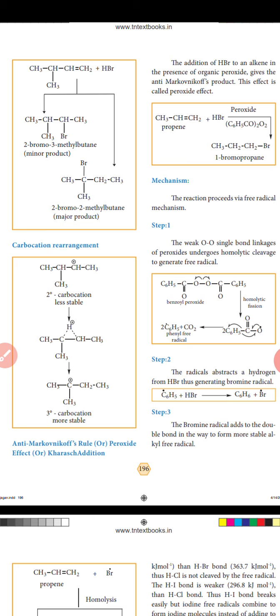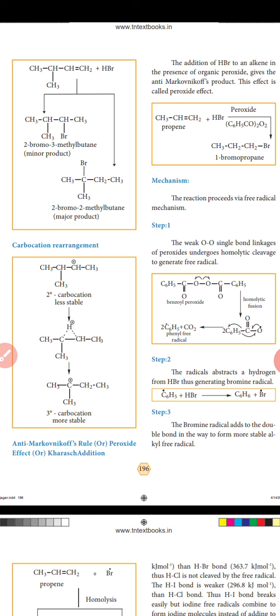In the presence of peroxide, the reaction gives the product 1-bromopropane. The mechanism: the reaction proceeds by a free radical mechanism. Step 1: the weak oxygen-oxygen single bond of peroxide undergoes homolytic cleavage to generate free radicals. Benzoyl peroxide undergoes homolytic fission to give phenyl free radicals.